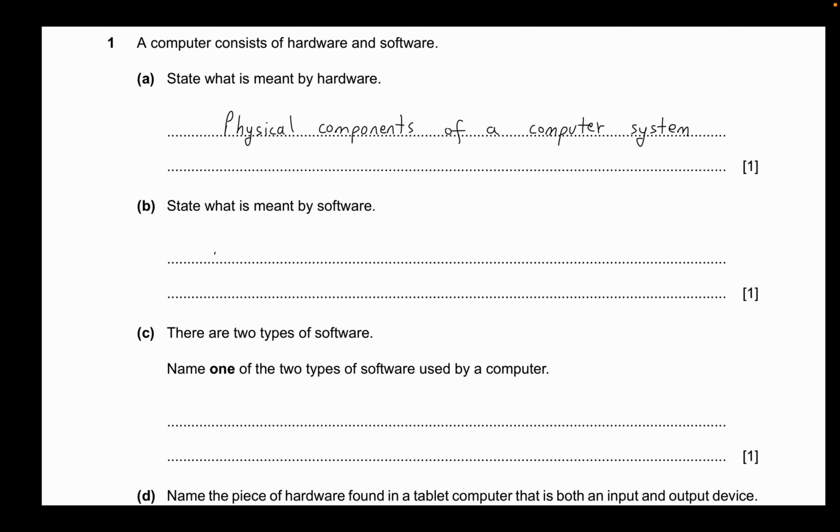You can mention that it is the programs for controlling the operation of a computer. That's what you're going to write for 1 mark. You can also say that it is the programs that are used for processing of data. That's what you're going to write for 1 mark. Let's move on to the next question.